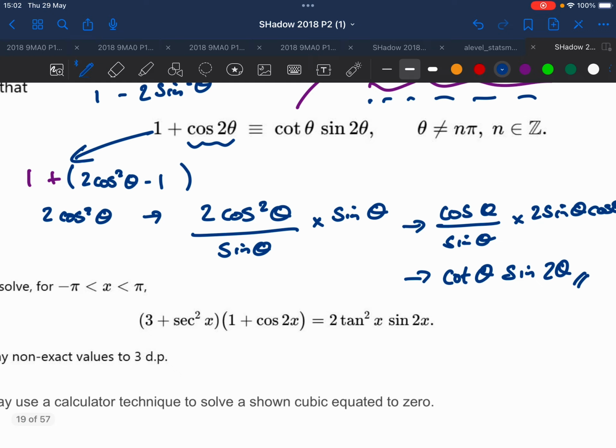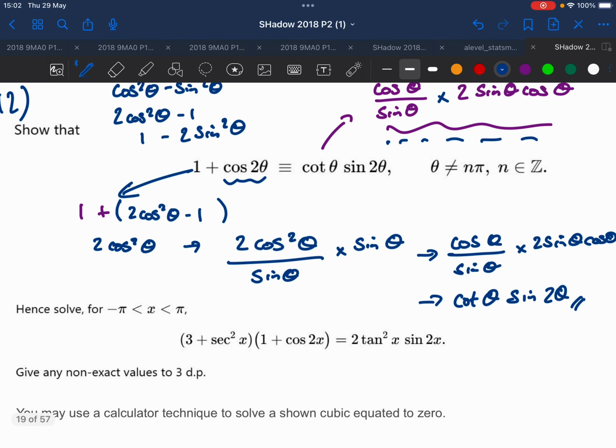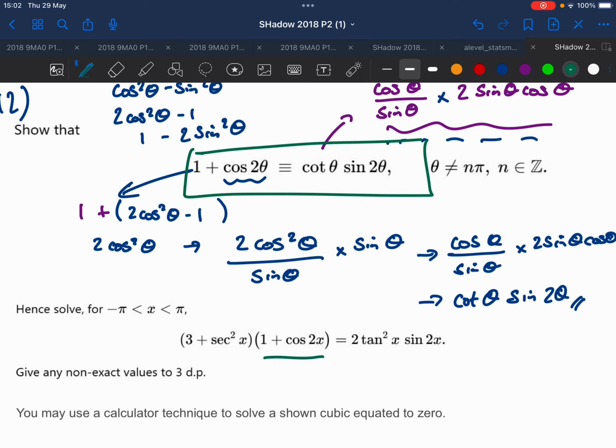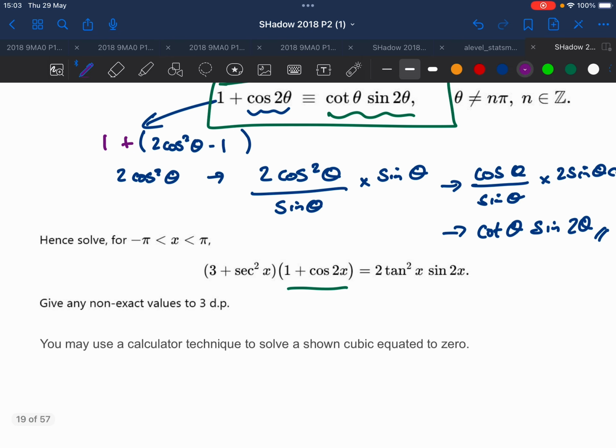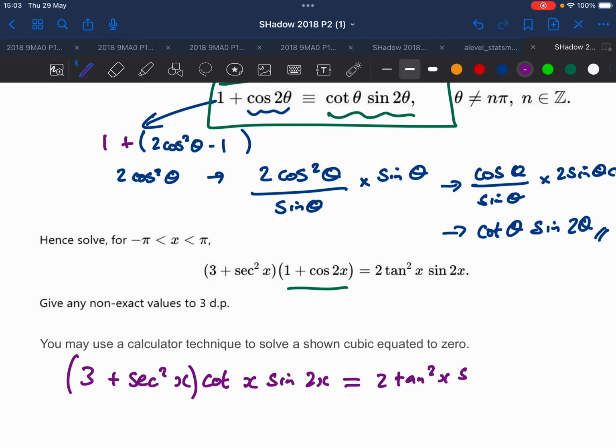Anyway, we've done that. And what's the idea of that? Well, when we look at this box, we hopefully notice that if you change the x to a theta, it looks like you're meant to sub in this result here. So let's do that. So 3 plus sec squared x, 1 plus cos 2x. Right, so the question's suggesting to us that if you sub this in, that it might be helpful for answering this question. So let's have a go with that.